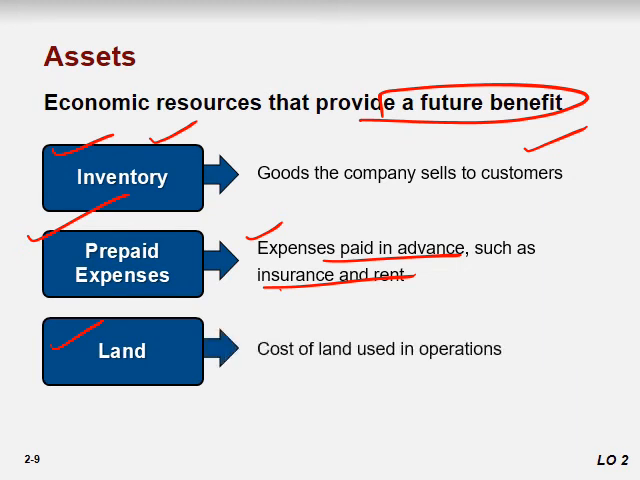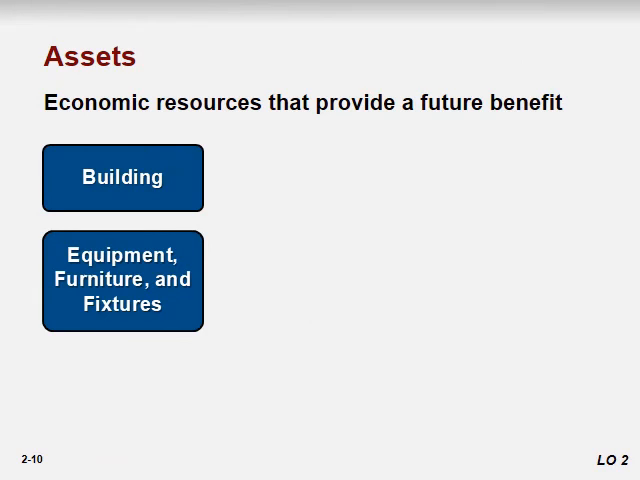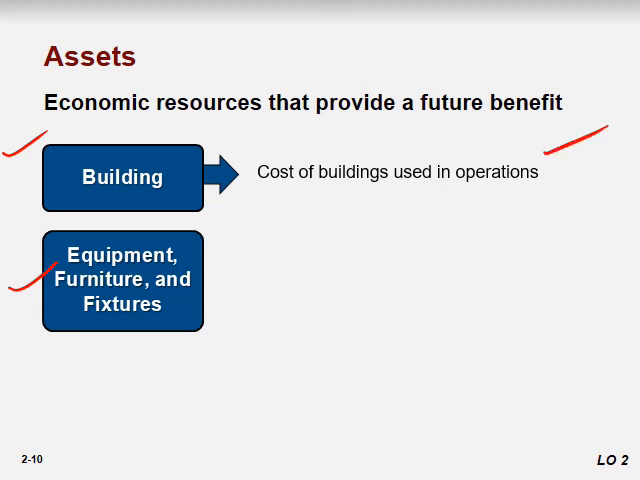What do we mean by land? Land includes the cost of land used in operation, right? So the land account shows the cost of land the company uses for its operation. Let's move further. The other asset accounts include building, equipment, furniture, and fixtures. What do we mean by building? Building means the cost of buildings used in operation, right? It includes the buildings of the factory and the head office under your possession, so we record this under the building account.